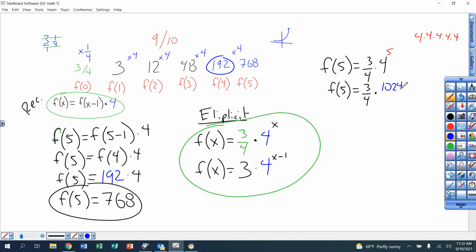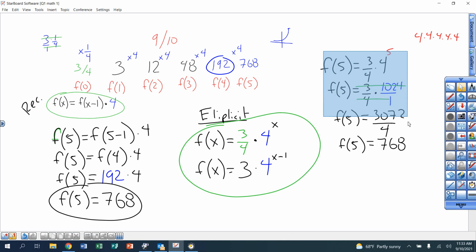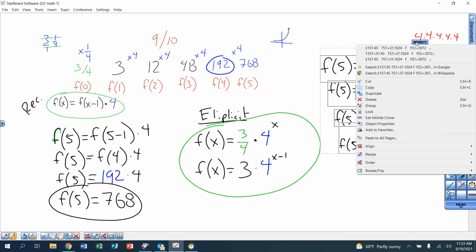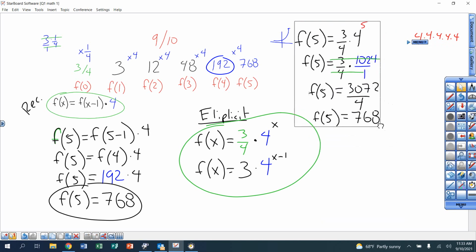I could put that over 1 times straight across like you were taught to, times that 3 times 1024 gives me 3072, and divide that by 4 straight across gives me the 5th term is 768. I could also use the first term. Let me show you, get that same answer.